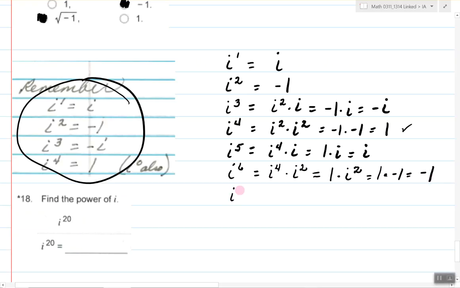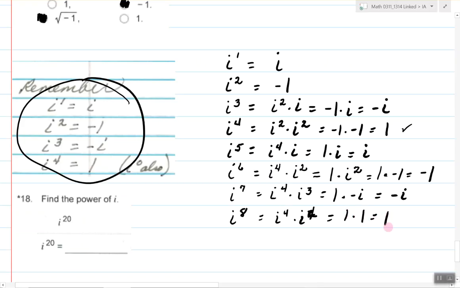If I did i to the seventh, I could say that's i to the fourth times i to the third. Well, i to the fourth is 1. I to the third, look up here, it's -i, so that's -i. I to the eighth is i to the fourth times i to the fourth, which gives me 1 times 1, which is 1.